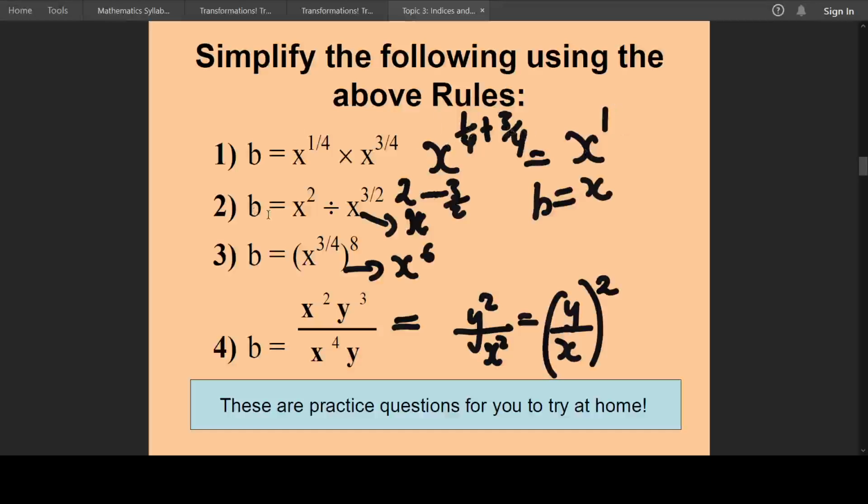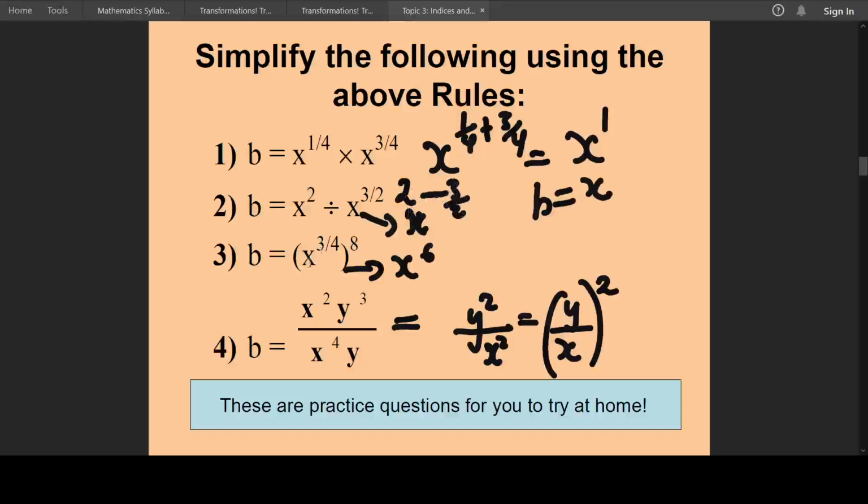So b becomes x. And here, if you have b is equal to x squared divided by x to the power 3 over 2. Here the base is common, and we are dividing, so we use the rule of dividing. So x is equal to 2 minus 3 over 2. When you're dividing, we subtract. So 2 minus 1.5, since 3 over 2 is the same as 1.5. So it becomes 0.5, x to the power 1/2. That would be the final answer if you work it out.